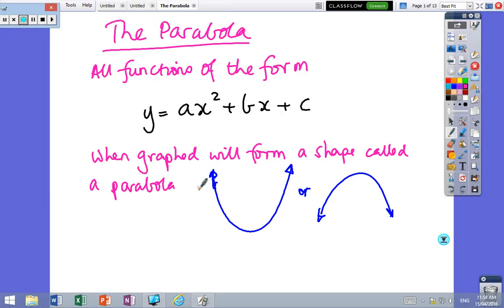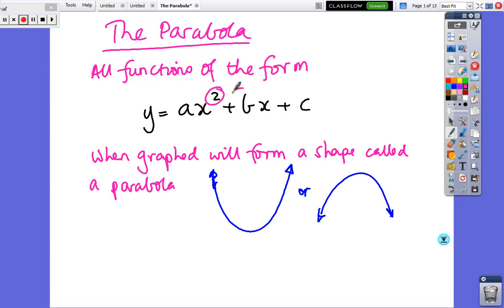Okay, so we're looking at the parabola. This is a slightly long one. It's got 13 slides, so we'll try to get through it because a lot of this is reminding from last year. Okay, so a parabola. All functions of the form y equals ax squared plus bx plus c, when you graph them, they'll form a shape called the parabola.